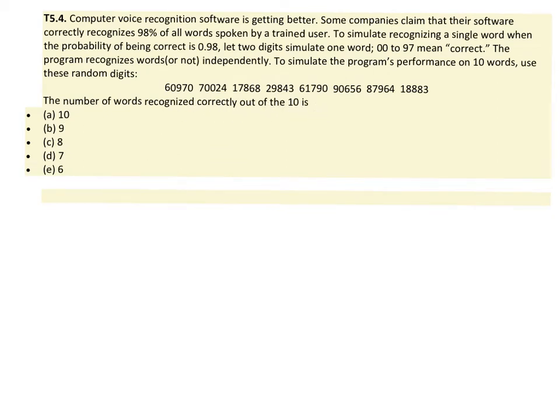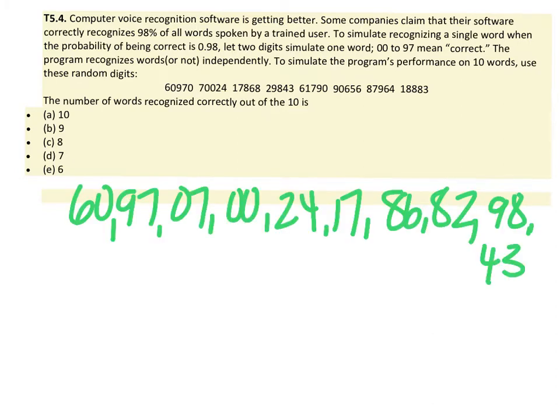So let's perform the simulation of getting 2-digit numbers. When you do that, here's what you're going to get. So here are the 10 words, and the ones that recognize it correctly would be from 00 to 97. And of those, we see 9 of the 10 actually work. Therefore, we would include that here.